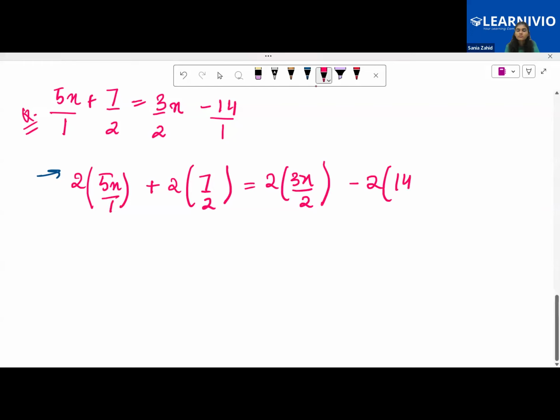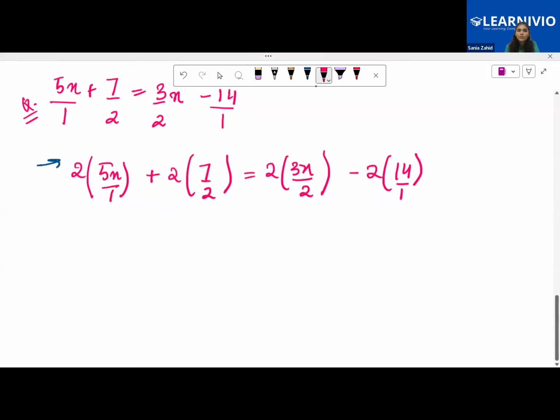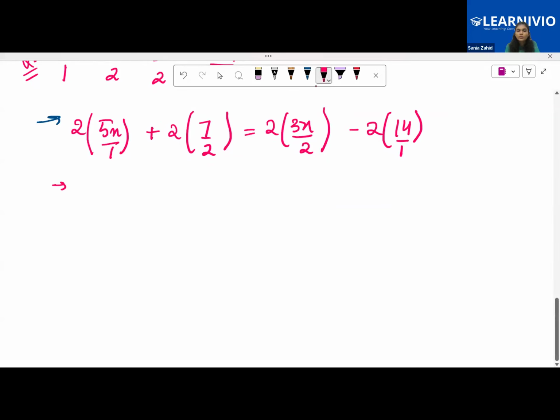Now we can simplify it also. How will you do? You will have 2 into 5 will give you 10x plus, 2 and 2 will be cancelled, you will have 7. Now 2 and 2 will be cancelled again, you will have 3x. Then you will have 28.